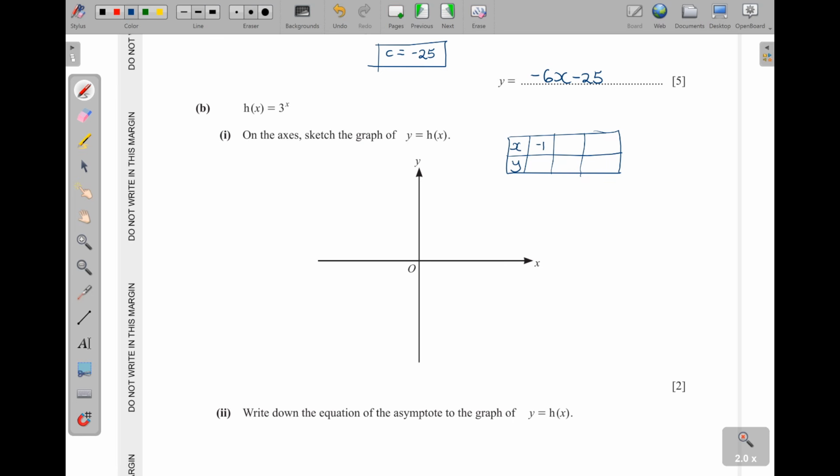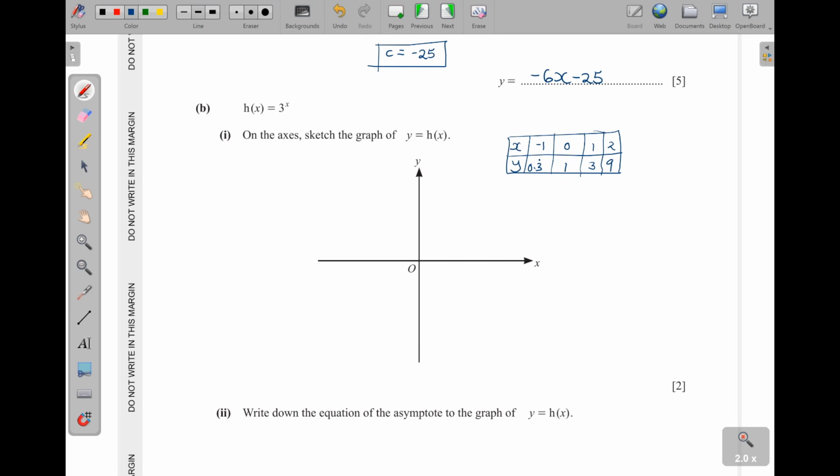so you put -1, that is 1/3, which is 0.3 recurring. So I can just put 0.3 with a dot. Then if I have 3 power 0, you get 1. Then 3 power 1, you will get 3. 3 power 2, then we have a 9.